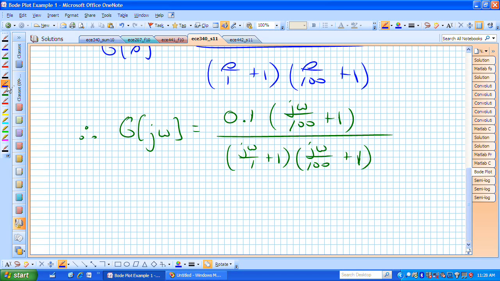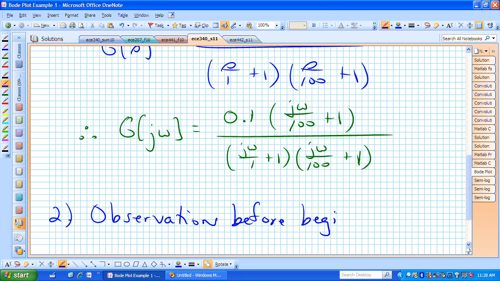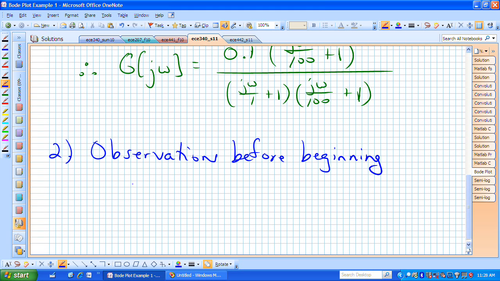Our second step in this process of sketching the Bode plot is really just what I want to classify as observations before I even start sketching. The reason I'm doing this is to allow me a way of checking as I go along, to make sure that I'm starting in the right place, or that I'm ending up in the right place, or really what to expect when we're sketching this Bode plot.